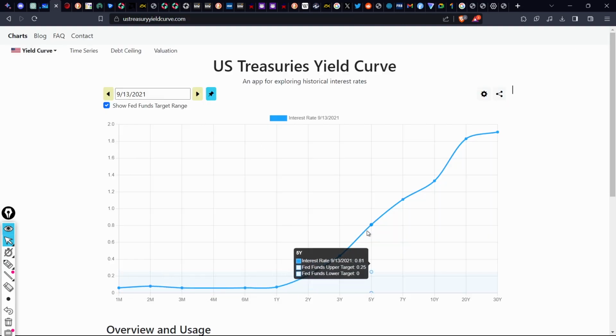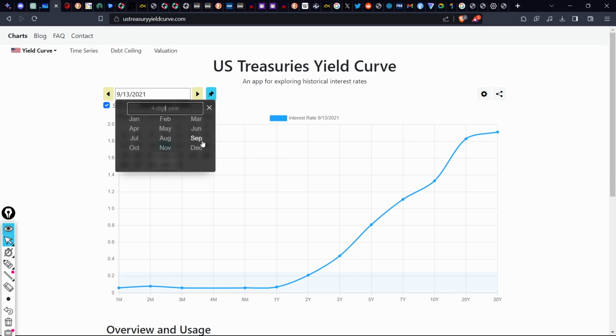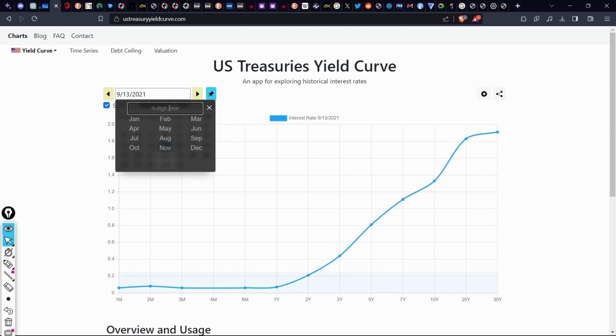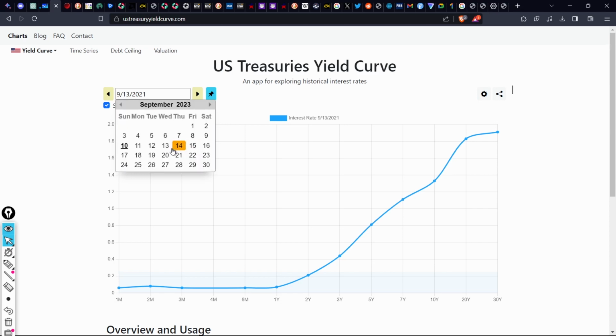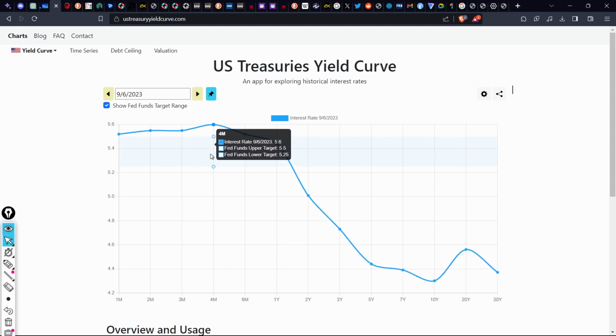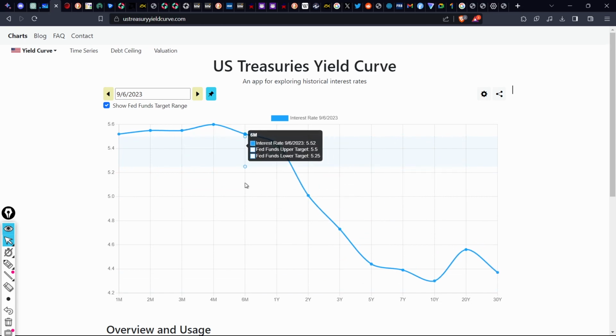Now, this is the yield curve of 2 years ago. Let's go to the current yield curve. We're in 2023, September, and I think it's the 8th, 9th. Yeah. So this now is the current yield curve. You've seen how that shift has happened from 2 years ago to now.